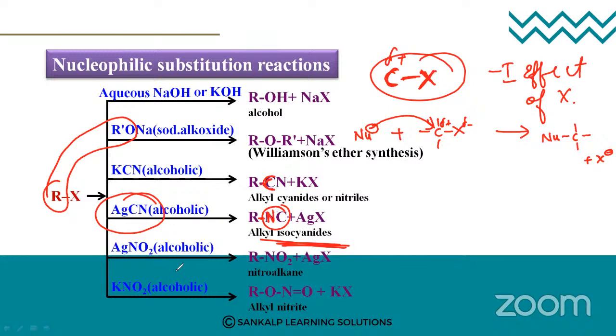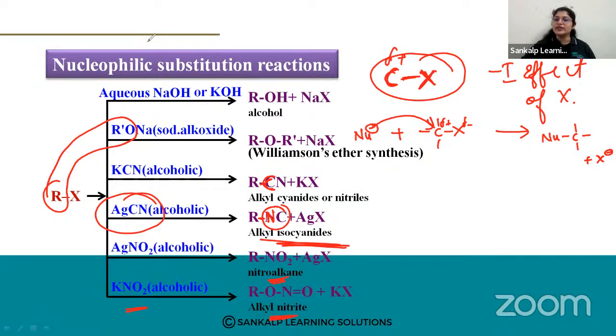Then next, if you react it with AgNO2, you get nitroalkanes. Nitroalkanes are obtained. And if you react it with potassium nitrite, you obtain alkyl nitrite. You will obtain alkyl nitrites as the product. So these are the various reagents from which you can get various products. These are nucleophilic substitution reactions.